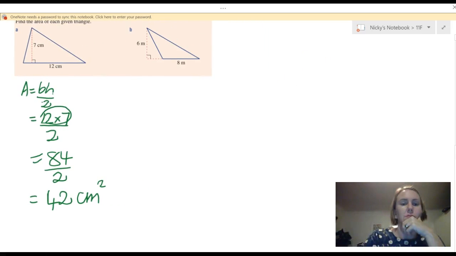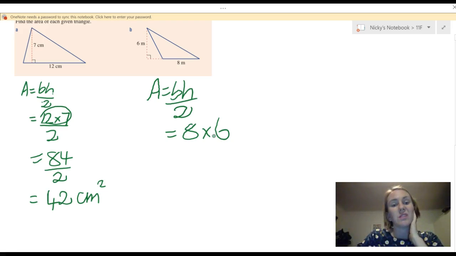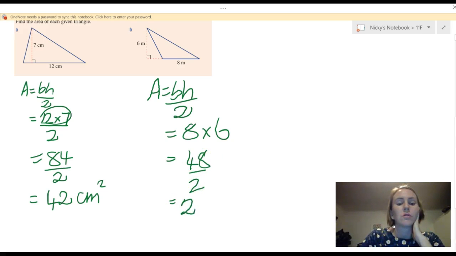Let's do this one as well. A for area equals base times height over 2. And we've got base is 8 times height is 6, and I double check that it's the right unit of measurement, so they're both the same, both in meters in this case. So that's 48 over 2, which equals 24 meters squared once I divide by 2. Okay, well done.